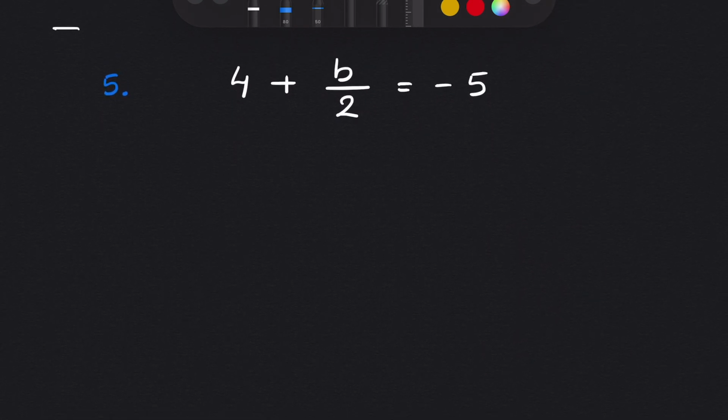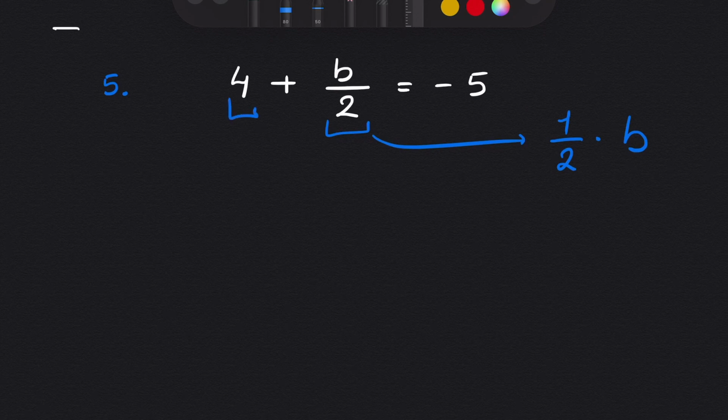Example number 5. We're given 4 plus b over 2 equals negative 5. Now you're saying, where's this b come from? Where's the x? Now it's the same variable, and variables can be represented in many different ways: uppercase, lowercase, a, b, c, x, y, z, you name it. So don't sweat it, just do what you need to do. Now b over 2 is actually 1 over 2 multiplied by b. We're just writing it in a different way.